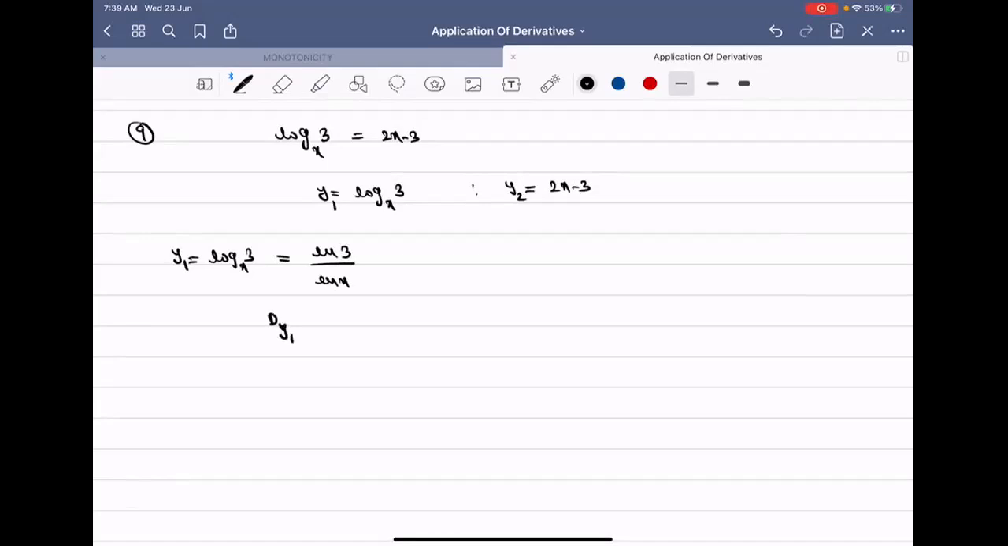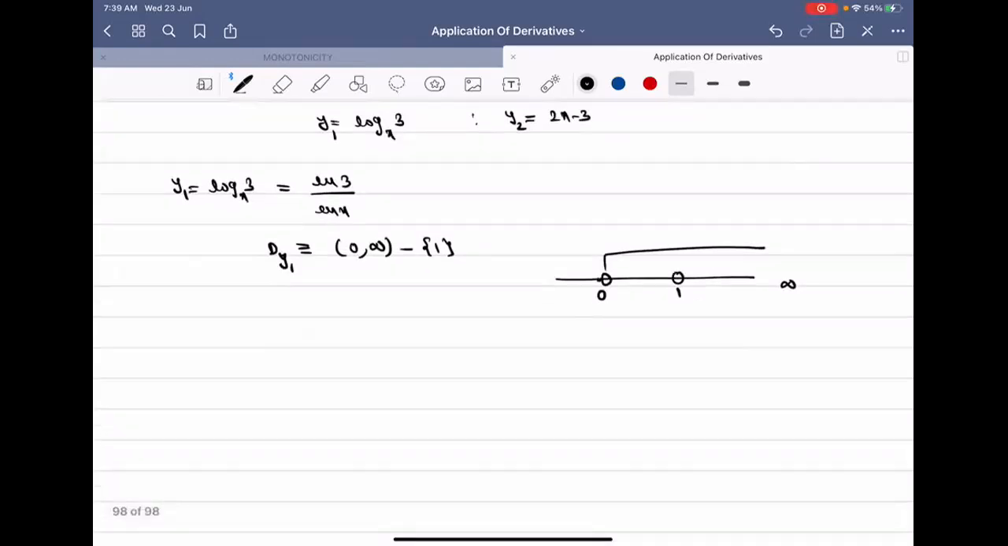Now what is the domain of this function y1? It is open 0 to infinity, because ln x is there, but the denominator should not be equal to 0. ln 1 is 0, so that is not allowed. The domain is 0 to infinity except 1.